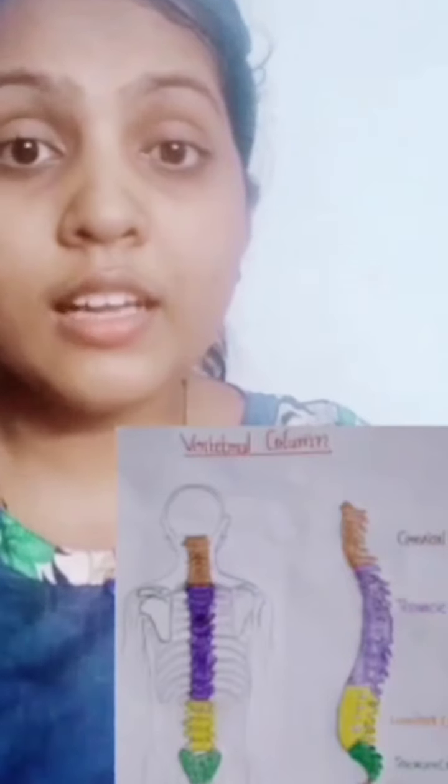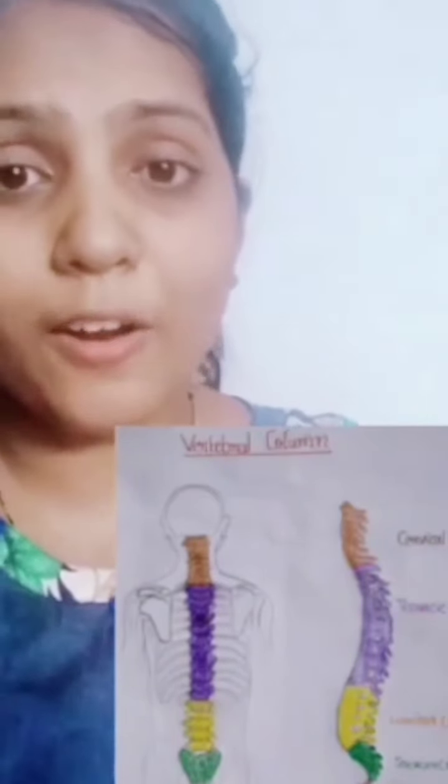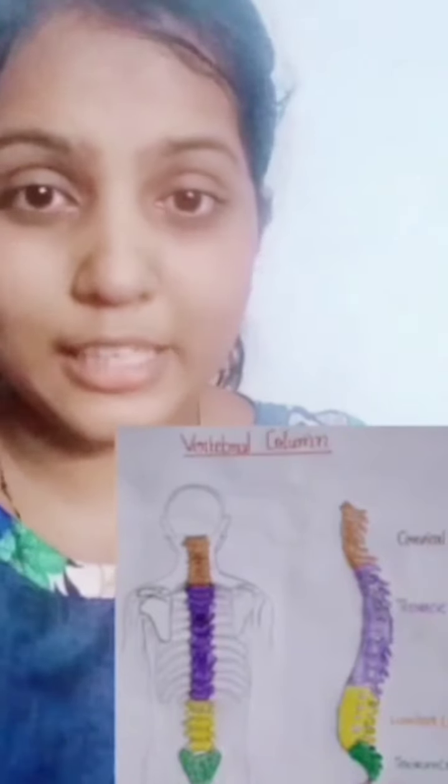Vertebral column. It is the central axis of the skeleton in all vertebrates. It is also known as the spinal column. The major function of the vertebral column is the protection of the spinal cord.